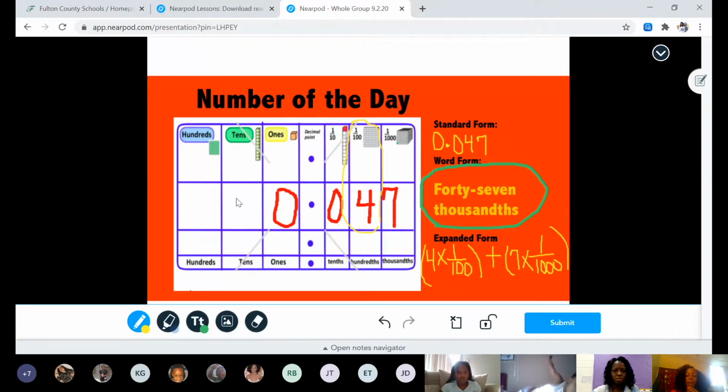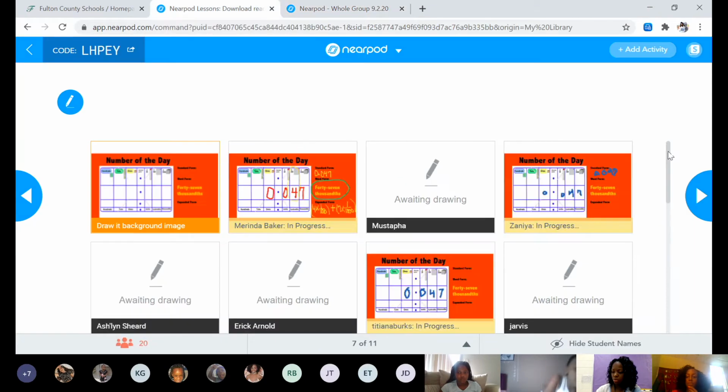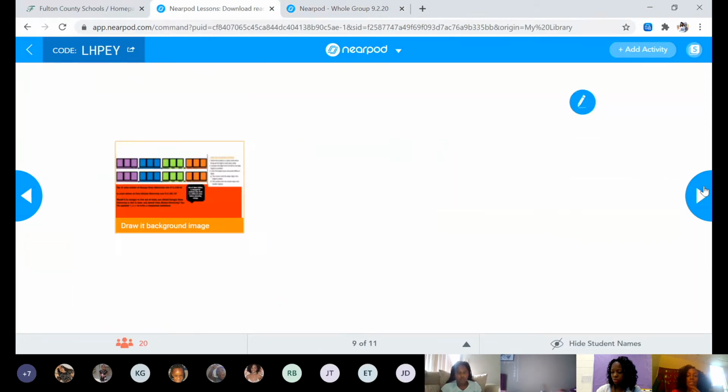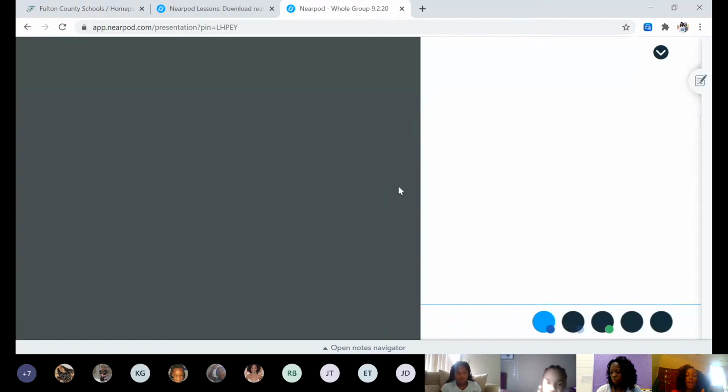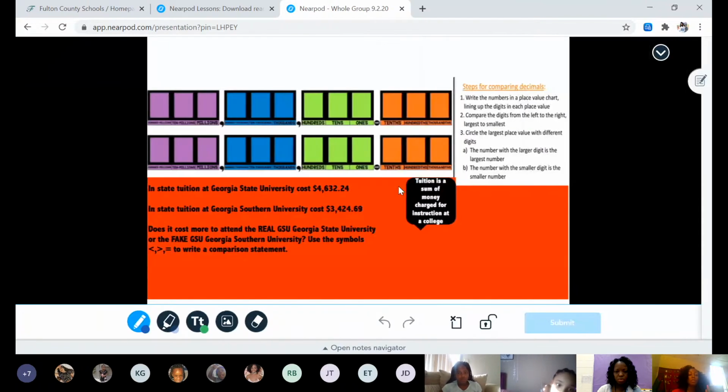So that was our number of the day, 47 thousandths. Okay. So today, remember, we said that we were going to learn how to compare our decimals up to at least the thousandths place. Well, we're going to start by reviewing some things.